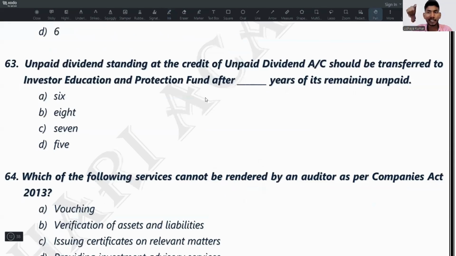So moving to the question number 63. Unpaid dividend standing at the credit of unpaid dividend account should be transferred to investor education and protection fund after how many years? 7 years of its remaining period.